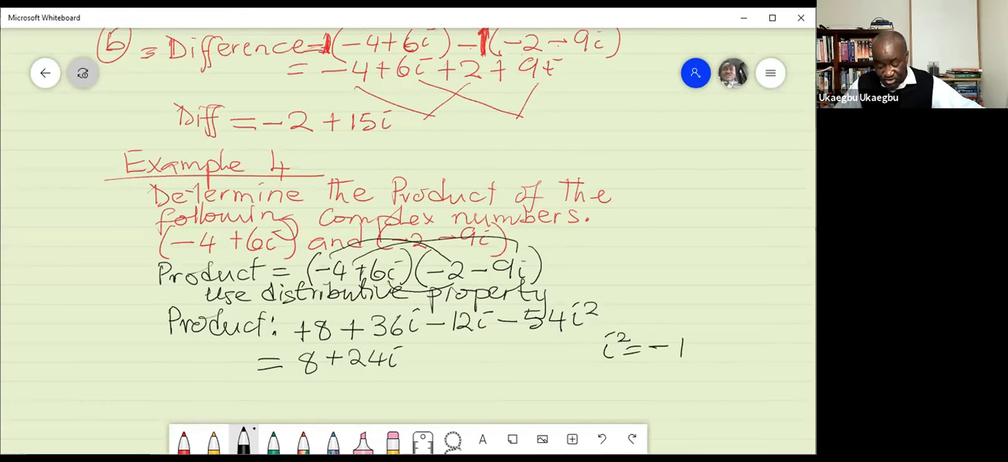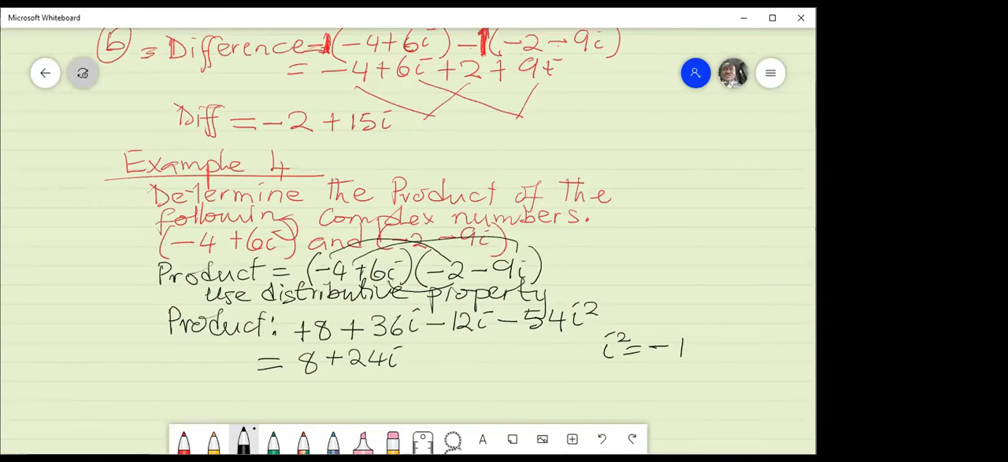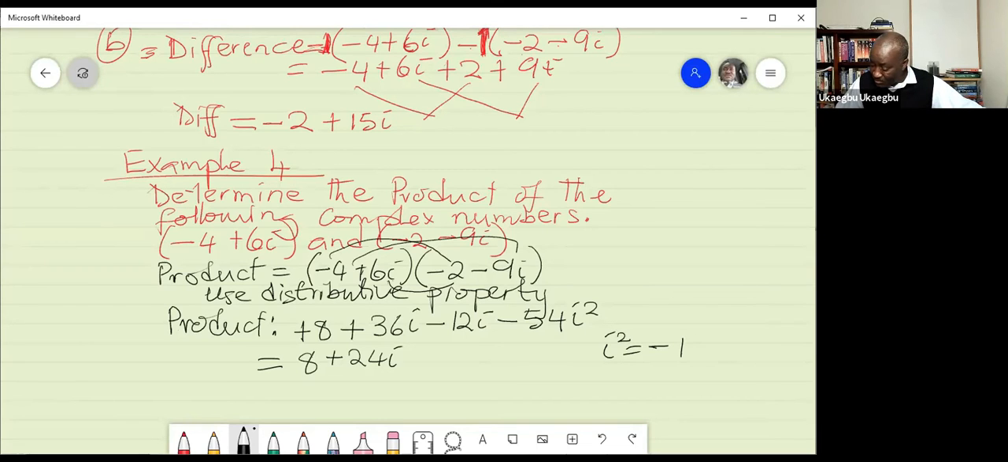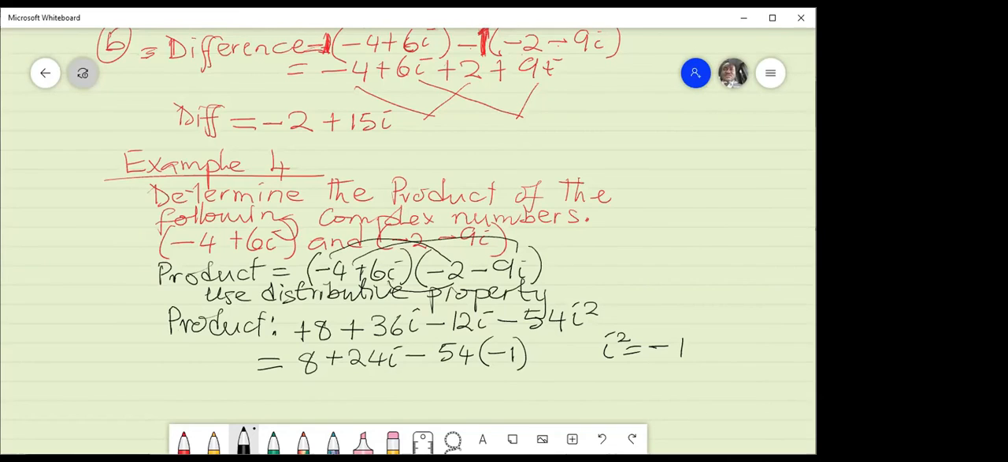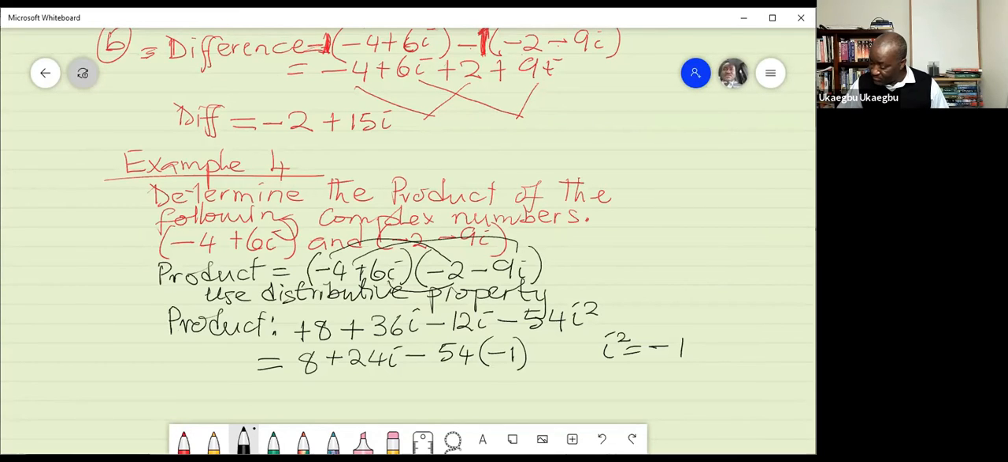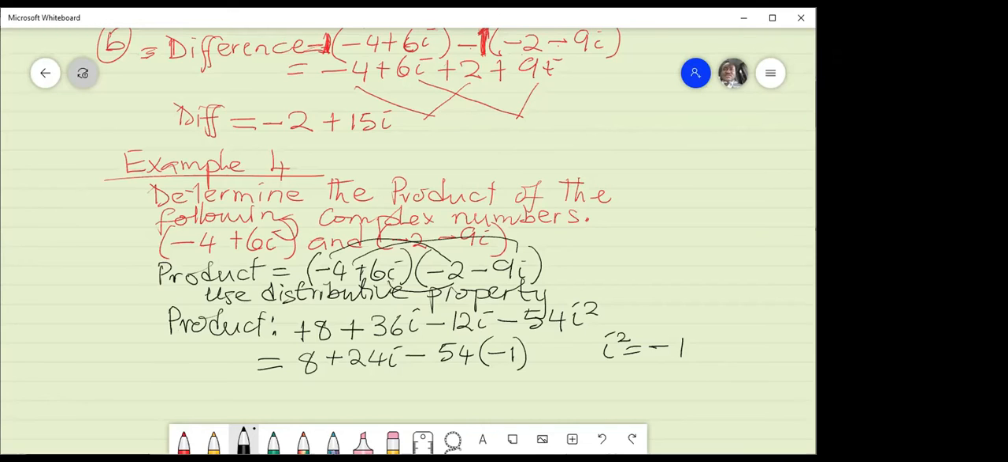Mr. Ukaegbu, where did you get i squared is -1? So you are having minus 54 times (-1). Mr. Ukaegbu, where did you get 24 from? 36 minus 12. Is it not 24? Okay, all right, no problem.